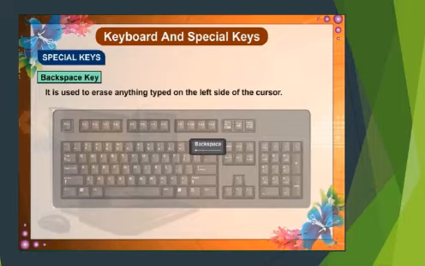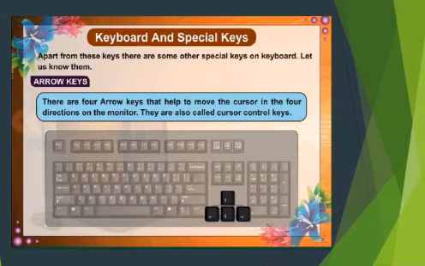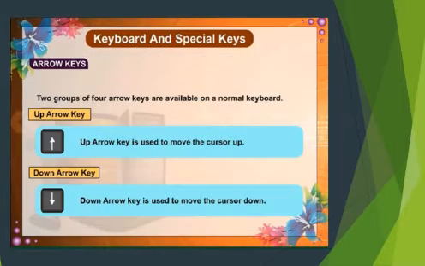Next is backspace key. It is used to erase anything typed on the left side of the cursor. Arrow keys. Apart from these keys, there are some other special keys on the keyboard. Let us know about them. That is arrow key. There are four arrow keys that help to move the cursor in the four directions on the monitor. They are also called cursor control keys.